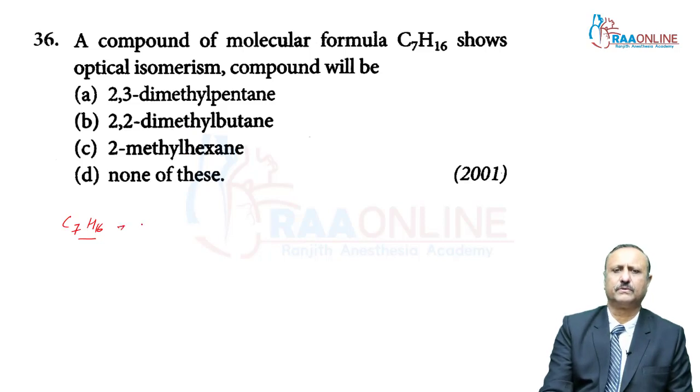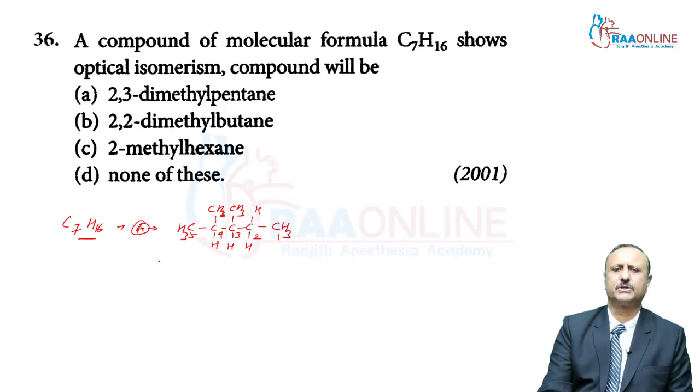So, for the first option you can make the structure A, 2,3-dimethyl pentane. First, the parent hydrocarbon is 5 carbons: 1, 2, 3, 4 and 5. Here, my dear students, on the second and third carbons you can put CH3 and CH3. That is why you get 2,3-dimethyl pentane. Now, my dear students, in 2,3-dimethyl pentane, 1, 2, 3, 4 and 5.